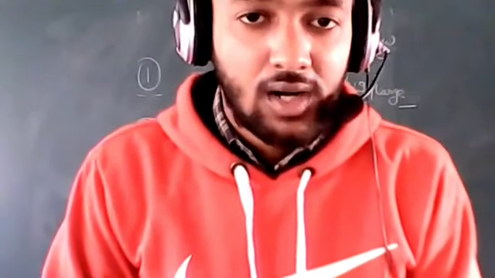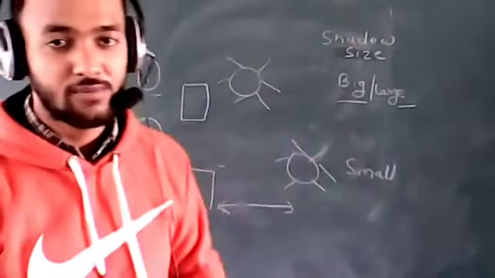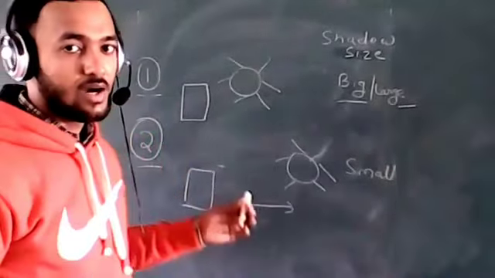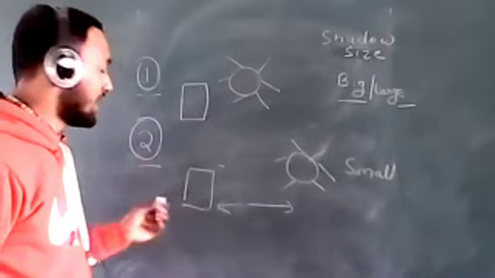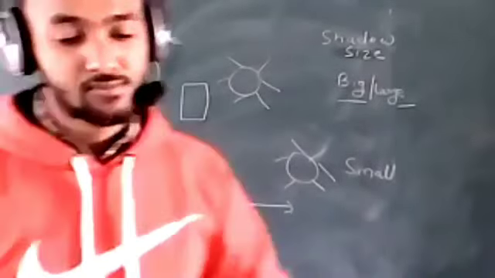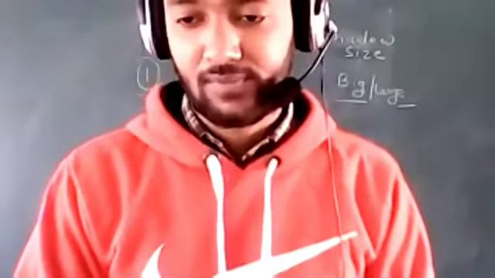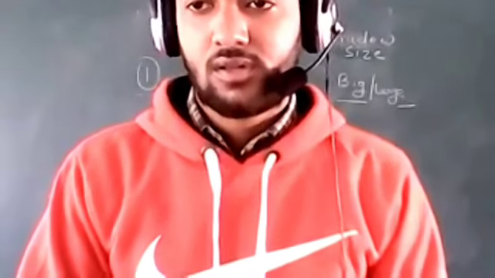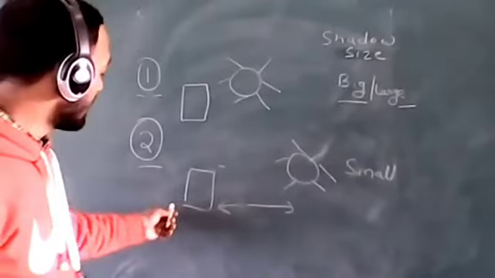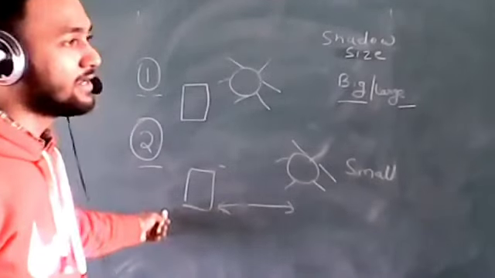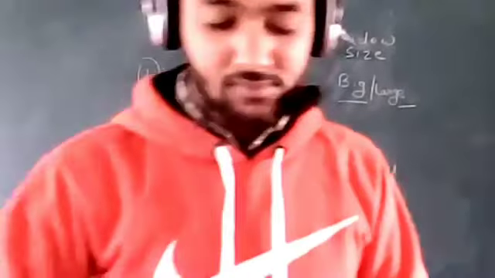Okay, Anant Shukla, can you hear me? Yes, sir. Okay, tell me the color of the shadow. Sir, black. Black or dark? Very good. So the color of the shadow is always black or dark in color.